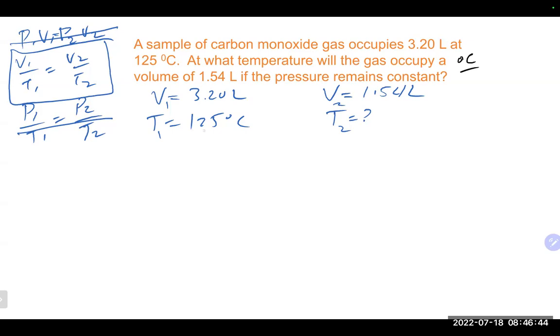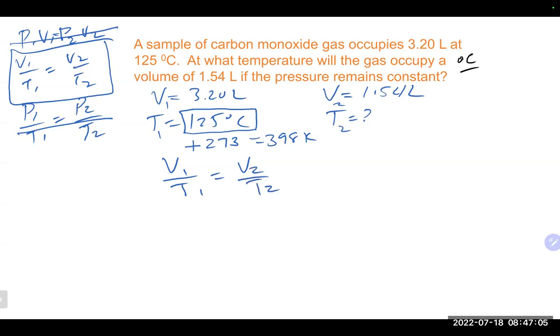In terms of conversions, we do need to convert this into Kelvin, even though, once again, we are looking for Celsius at the end. It does need to go into Kelvin to go into our gas law. So we're going to add 273 to it. It's going to give us 398 Kelvin. In this case, we have V1 over T1 is equal to V2 over T2.